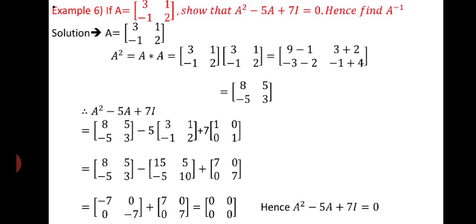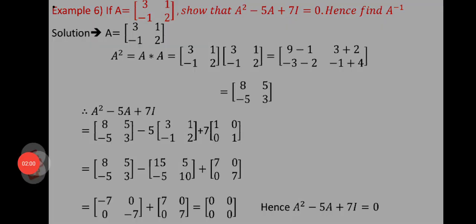Yes, students, to find the inverse matrix, what do you have to find first? What is the formula to find A inverse? 1 divided by determinant of A into adjoint of A. You know how to find the determinant of A and adjoint of A. Before finding the inverse matrix, we have to show that A square minus 5 times A plus 7 times I is equal to 0.